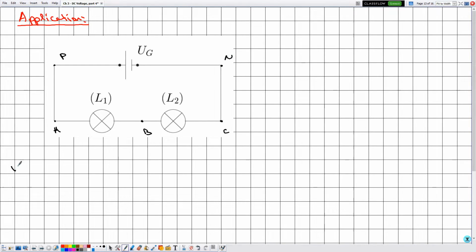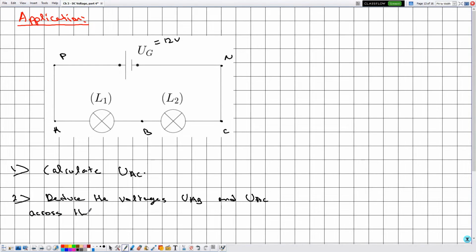And let me say the following question. Calculate, so UG is equal to 12 volts. This is given. And let's say calculate UAC. And number 2, let's say deduce the voltages UAB and UAC across the lamps L1 and L2 knowing that they are identical.